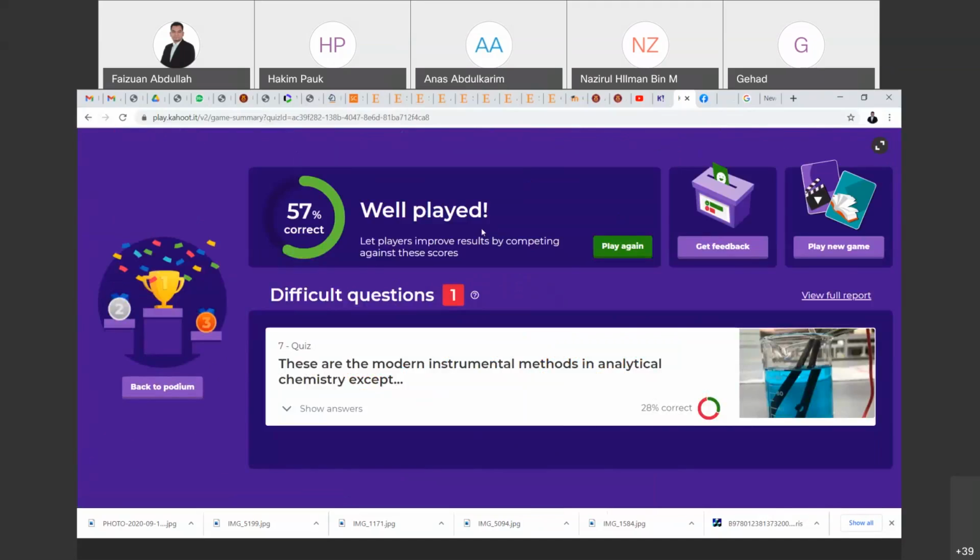Okay, this one is the most difficult. The modern instrumental analysis. So gravimetry is considered as classical. All right, congratulations to all the players.